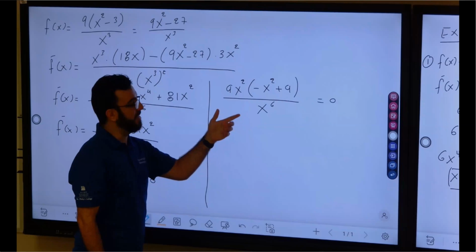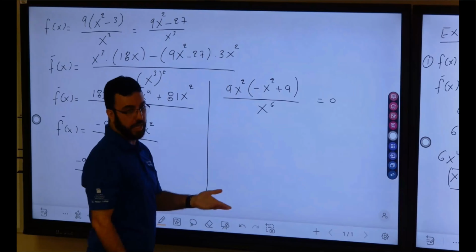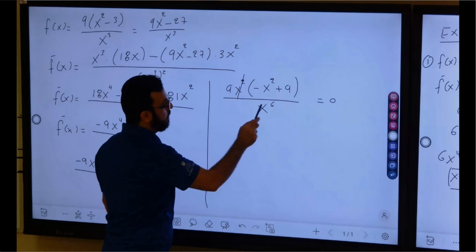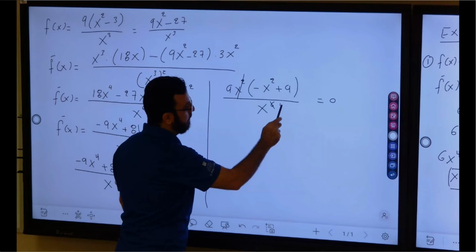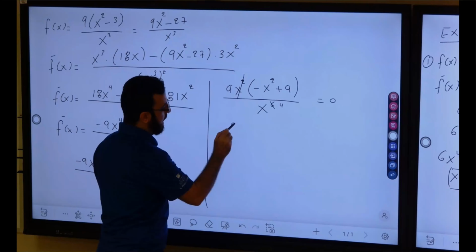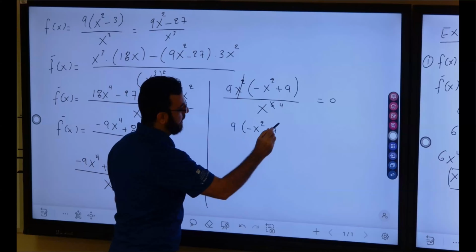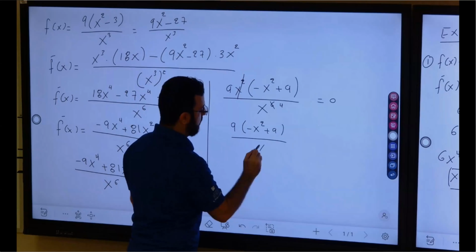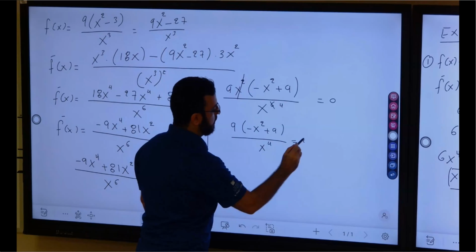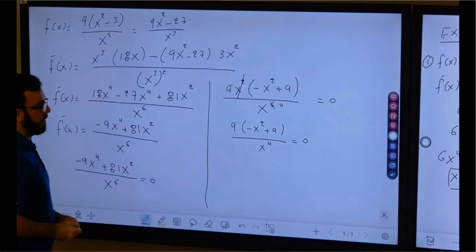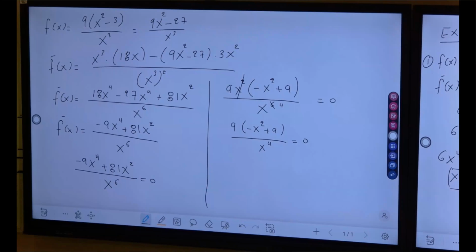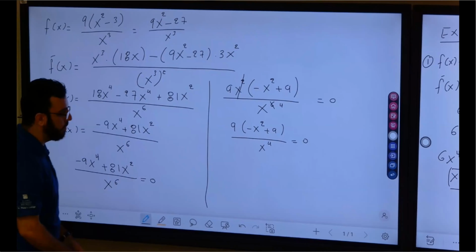So the x to the sixth over x squared, because it's division, I can cancel 2 from here and 2 from here, and it's going to be x to the 4. That means 9 times negative x squared plus 9 over x to the power 4 equals 0. Now what's the next? Multiply by x to the 4.